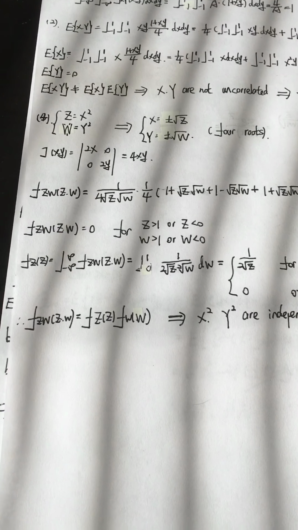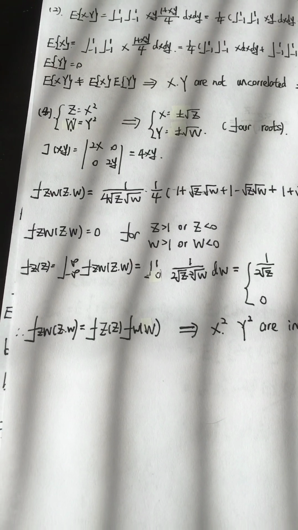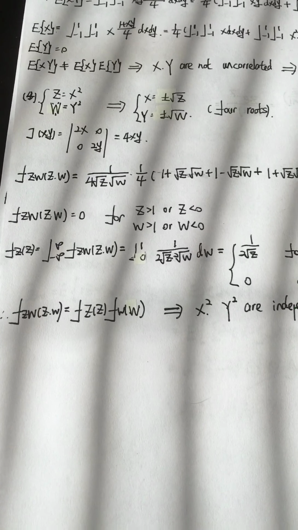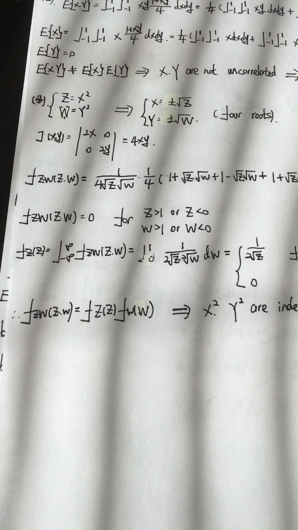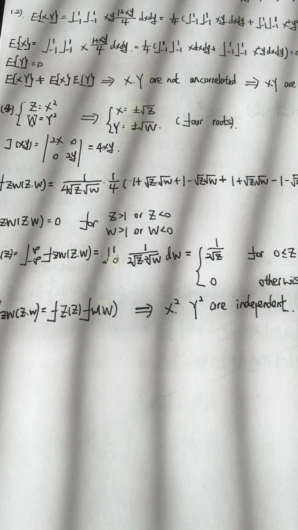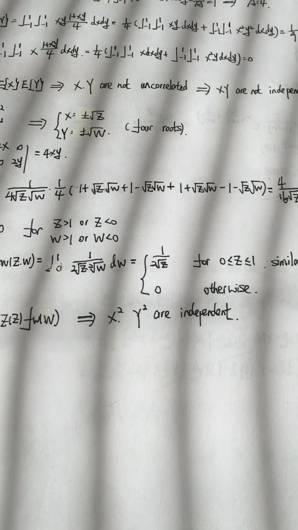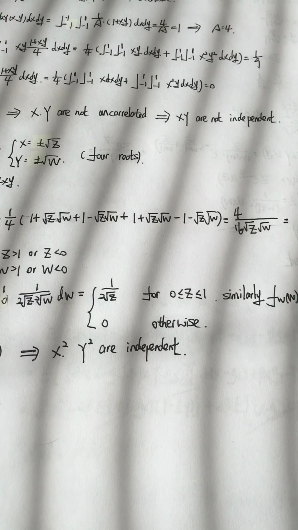So we can get that the joint PDF of z and omega is equal to the product of the PDF of z and the PDF of omega. So we can get that x squared and y squared are independent.